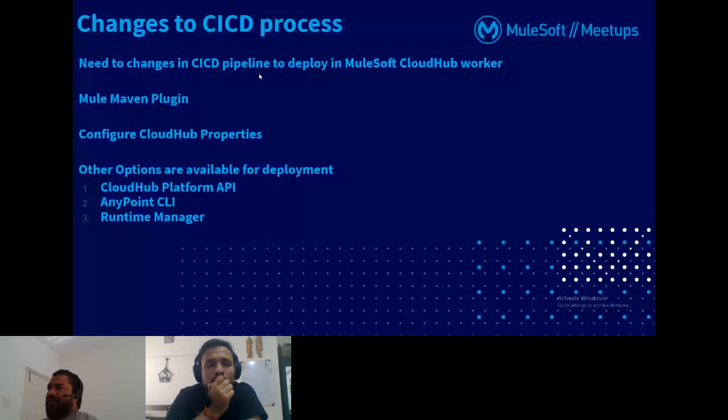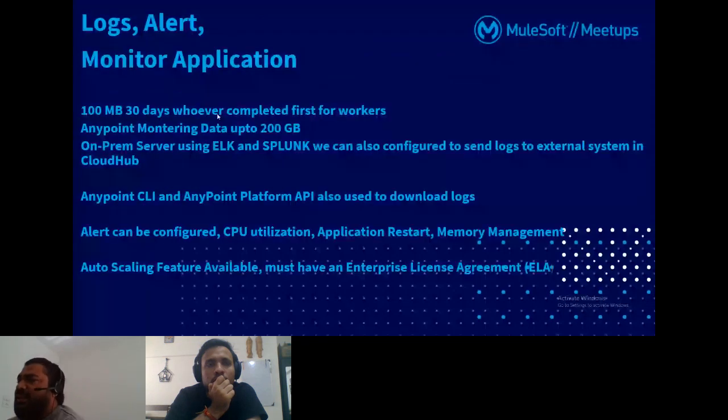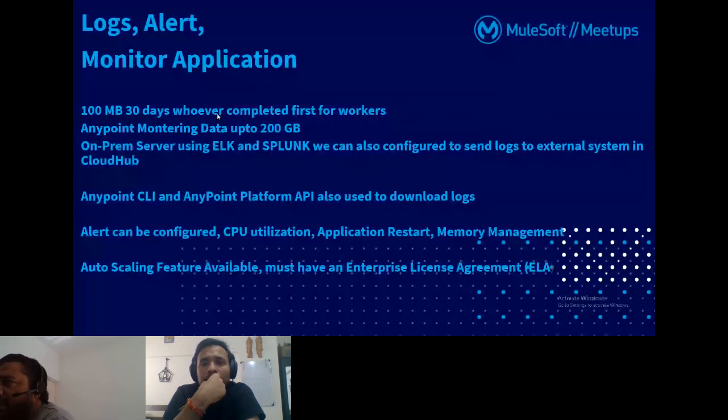Okay, logs, alerts, monitoring the application. When we deploy an application to the workers, what I found on the web is that one worker has 100 MB capacity of log, which means if the log file's maximum size is 100 MB, after that it rolls over, and logs can be saved for 30 days. After 30 days, it will be deleted.